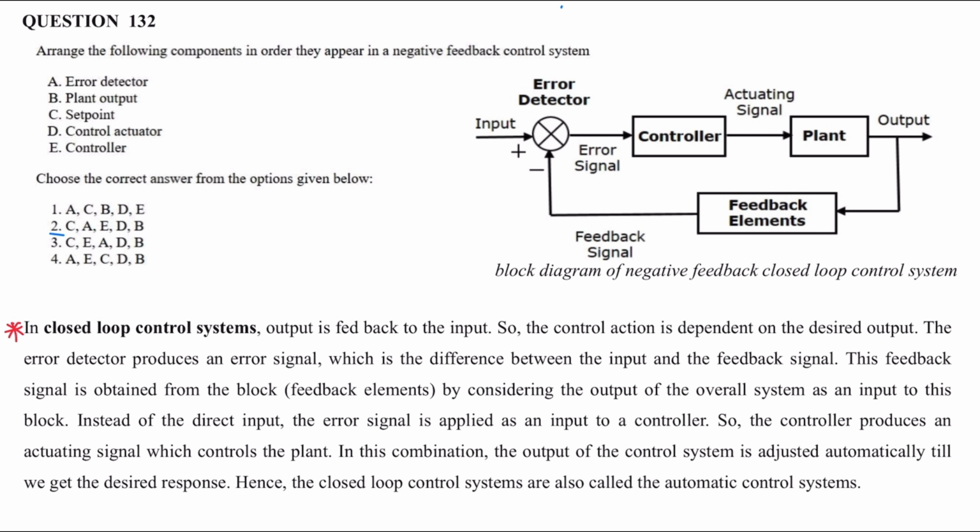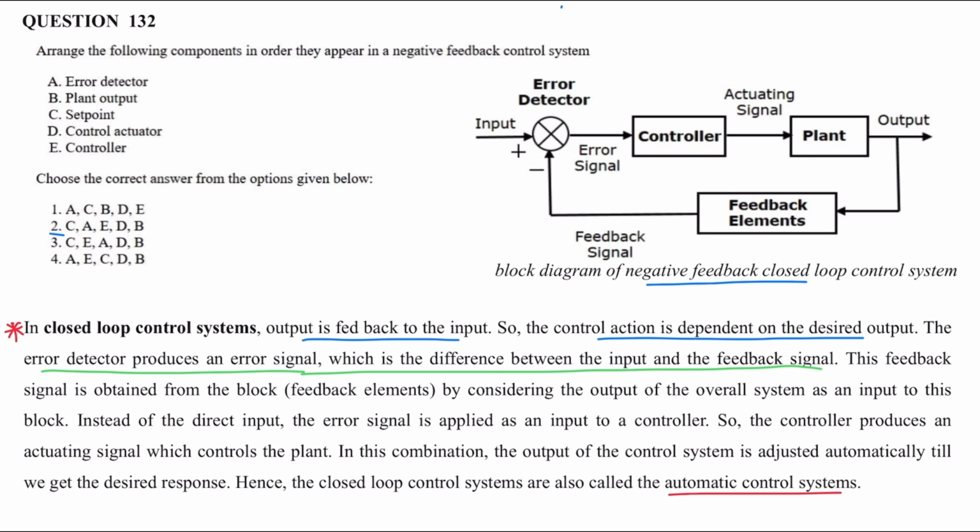Question number 132. Arrange the following components in the order they appear in a negative feedback control system. The block diagram of a negative feedback control system is given. In this closed loop control system, the output is fed back to the input, so the control action is dependent on the desired output. In these systems, the error detector produces an error signal which is the difference between the input and the feedback signal. Closed loop control systems are also called automatic control systems.